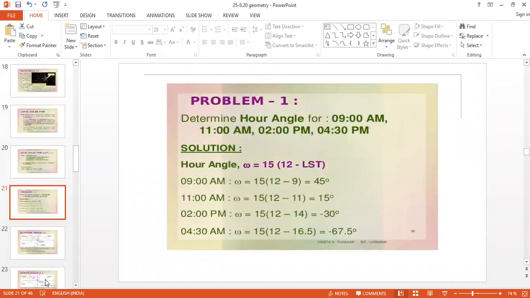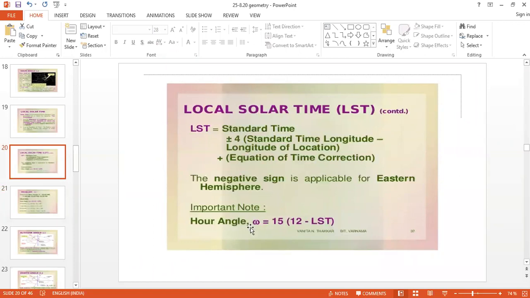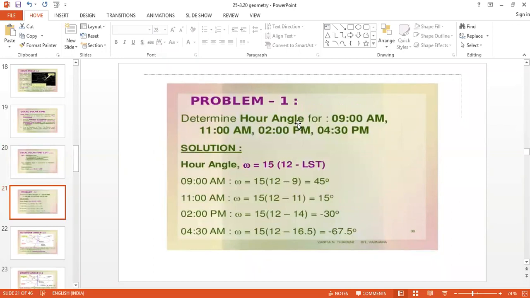For the problem, determine the hour angle for 9 a.m. The hour angle omega equals 15 into (12 minus LST). This is the formula. So we are asked to find the hour angle for 9 a.m. So omega equals 15 into (12 minus LST), and LST here is 9. So 15 into (12 minus 9) equals 45 degrees.